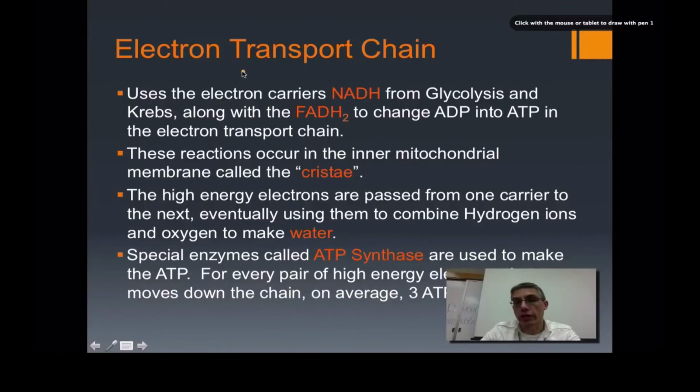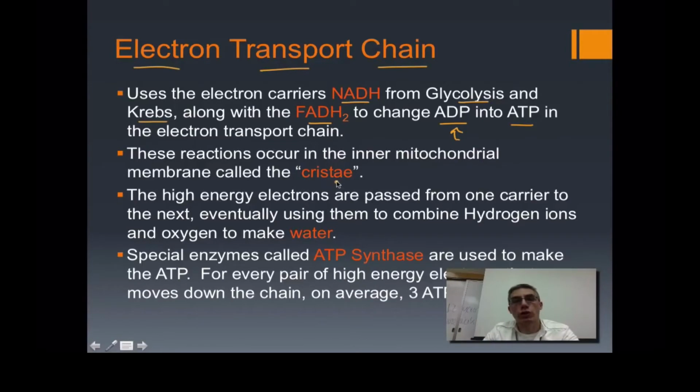So the final process that we're going to look at in cell respiration is going to be the electron transport chain. And so what you need to keep in mind is the electron carriers NADH and FADH2 that we had looked at in glycolysis and of course in the Krebs cycle. And so their main goal is to carry those high energy electrons, which remember represent energy, to help change ADP into ATP. So we're using that energy to add that phosphate onto this molecule so we can create that stored energy that's going to be found in ATP. So that way the cell can use that ATP to power various life processes. And this is going to occur on the electron transport chain.